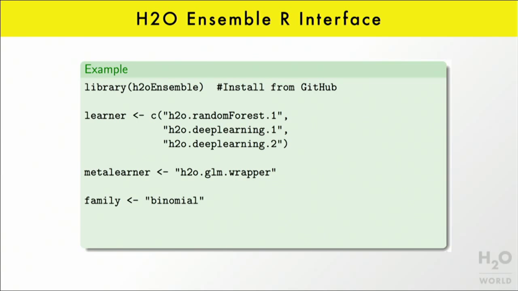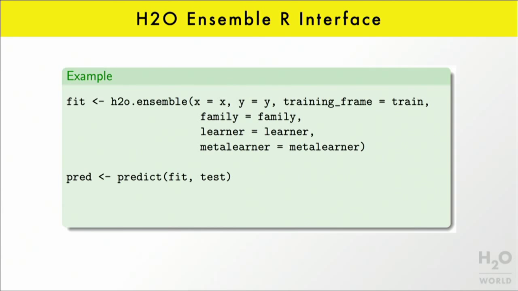We have a family argument, so our GLM has the family argument, which would be binomial or Gaussian in this case. If you're an R user, you're probably familiar with that term. And then this is just the function. It has the same interface as all the H2O functions, with the x and the y and the training frame. Then we have some additional arguments, and there's a predict function as well that works how you would expect it to work.